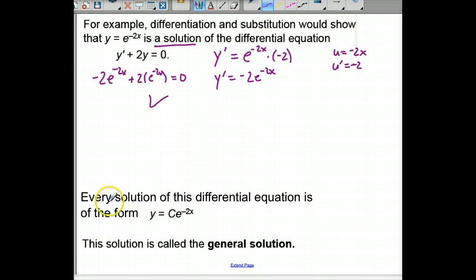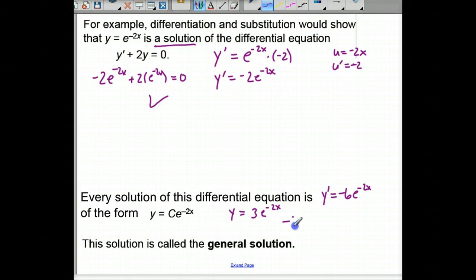In fact, every solution of the differential equation would be in the form y equals some number c times e to the negative 2x. Like if we said y equals 3 e to the negative 2x, we're saying that would still be a solution of this differential equation. The derivative of 3 e to the negative 2x would be negative 6 e to the negative 2x. Just using that same work we have up here, we'd have negative 2 e to the negative 2x, then times the 3, this constant here.